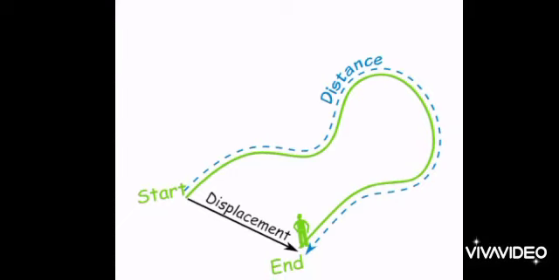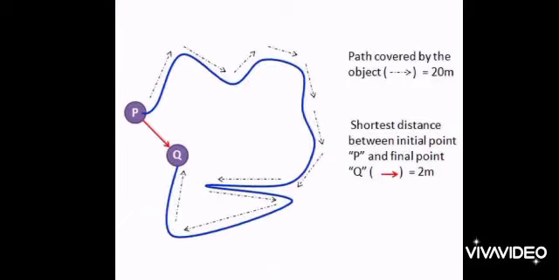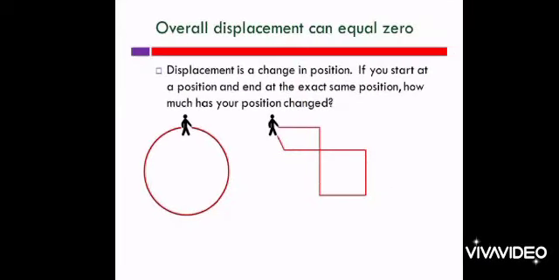The concept is more clear from this figure. In this figure, the distance between P and Q is 20 meter, but the displacement is only 2 meter. Displacement is a change in position. If you start at a position and end at the exact same position, how much has your position changed? The position change is 0. That means overall displacement can equal 0, but the distance travelled by a person cannot be 0.